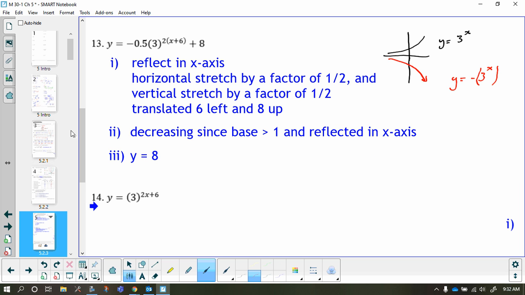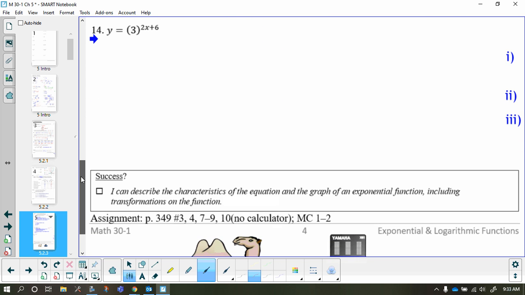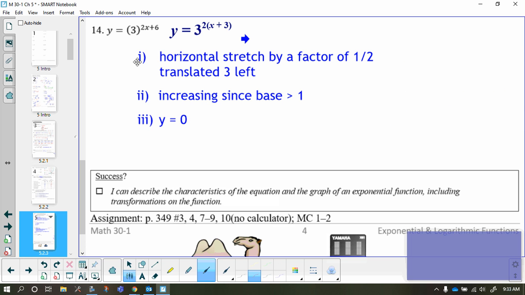Then as we look ahead at question number 14, remember that key piece of information, which is, if there's a coefficient to the x, we need to factor that out, or our horizontal translation will not be correct. So our first step is to factor that out so that we can get our horizontal translation, which will be to the left by 3 units. Increasing because the base is positive, no k value, so y equals 0. It's our horizontal asymptote. And there's the introduction to exponential functions. Some questions for you to practice here.